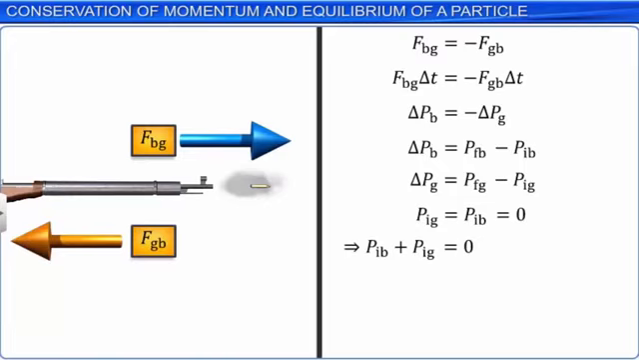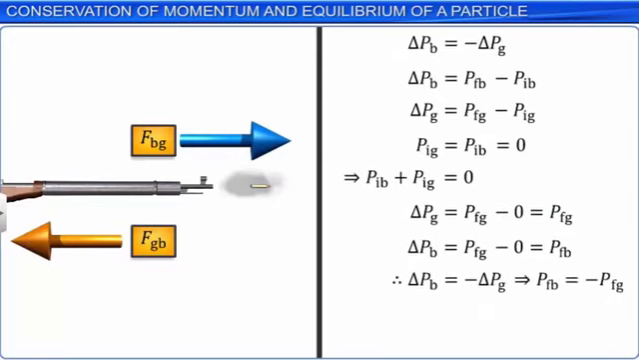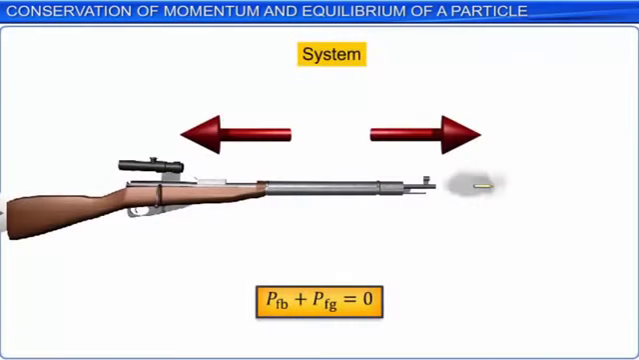As the initial momentum of the gun and the bullet is 0, the change in momentum of the bullet and the gun is equal to their final momentum PFG and PFB respectively. Thus, the forward momentum of the bullet is numerically equal to the backward momentum of the gun, which is taken as negative. As the two momenta are numerically equal but opposite in sign, their algebraic sum is equal to 0. That is, the total momentum of the system is 0.